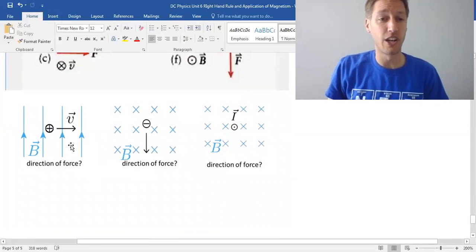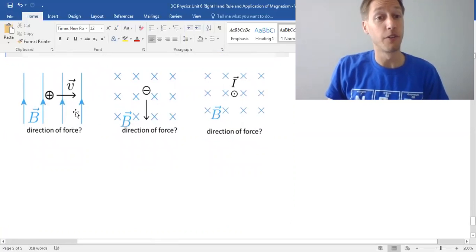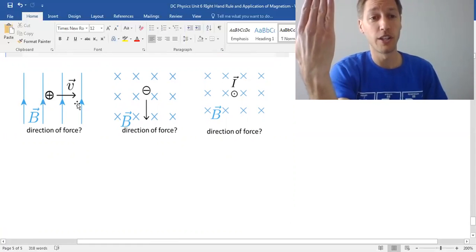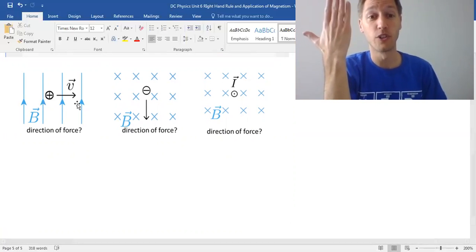Let's do some with some other ones here. These are just with the lines drawn. Which way is the force being felt? We have a positive particle moving to the right. The field is pointing up. Which way is the force? Coming out of the page towards me.